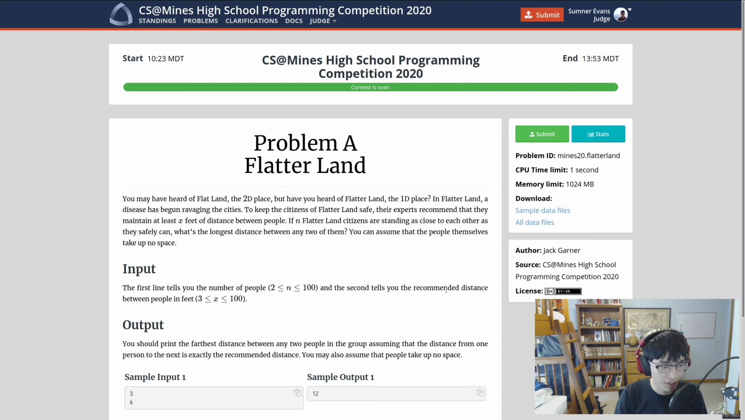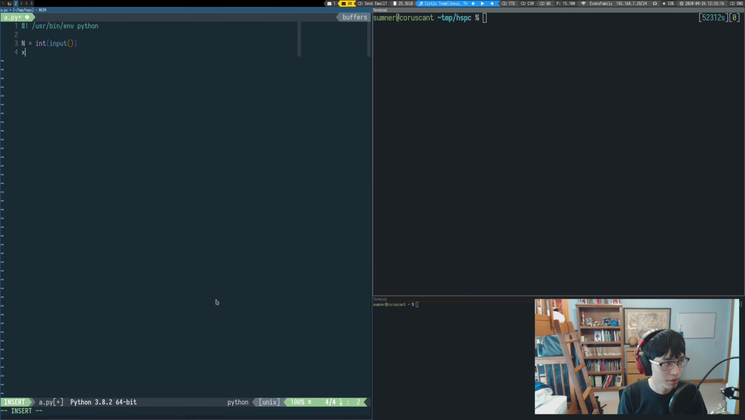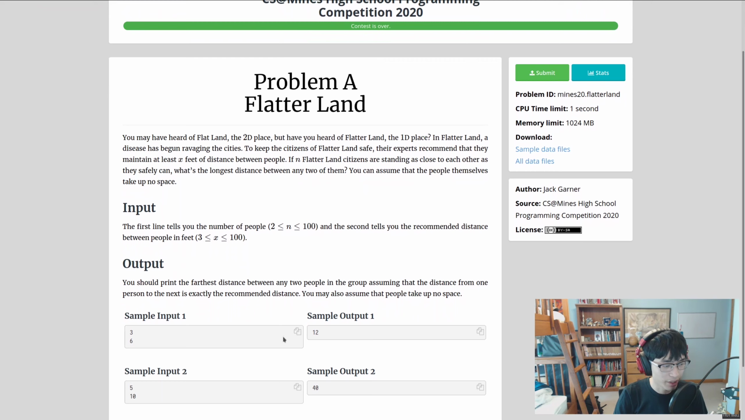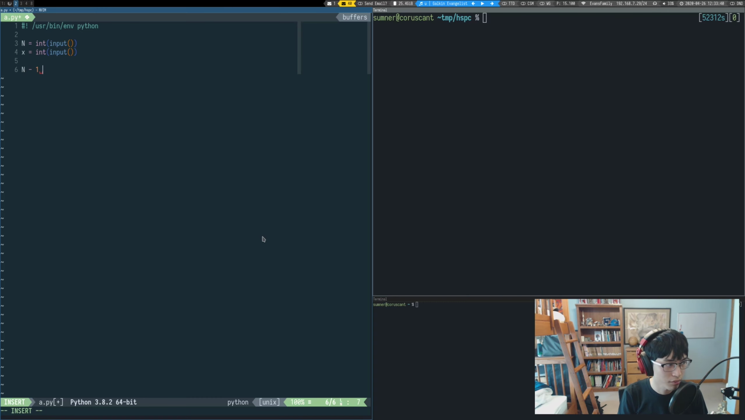And the second line tells us the recommended distance between people in feet. Now this doesn't actually say that it's an integer. That was maybe an oversight of the problem author and the review committee, but it is an integer. So we'll say x equals int input. And now, as I mentioned earlier, we just have to multiply n minus 1, so that will be the number of gaps between the people, by x. So make sure to parenthesize or else things won't go so great. And then we just need to print this out.